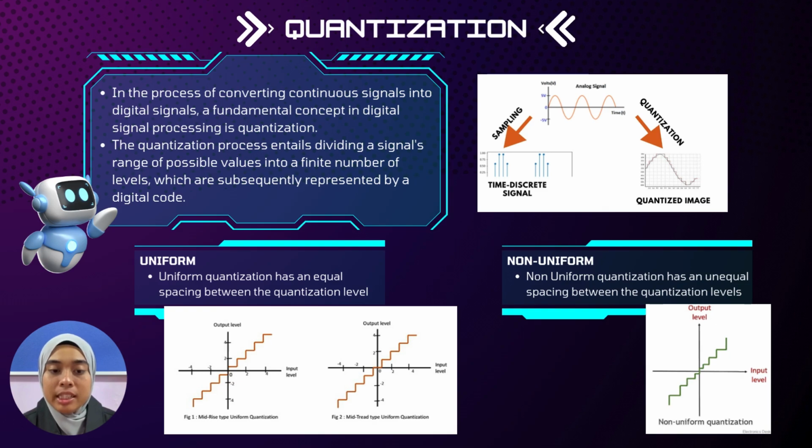The second type of quantization is non-uniform quantization. It has unequal spacing between the quantization levels, as shown in the figure.